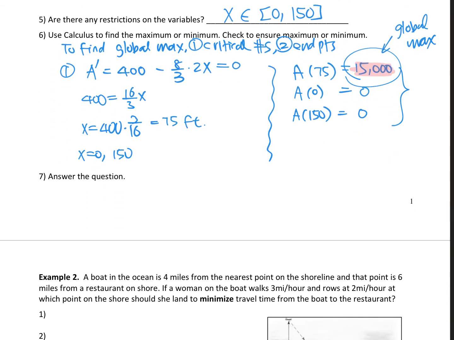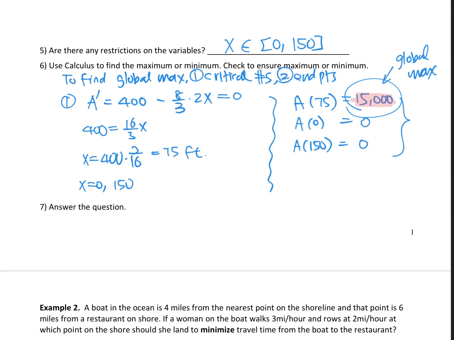To answer the question, we should build a fence like this. 75 feet here, 75 feet here, 75 feet. How about this part? That's 150, so we use 300, so divide by that too, so 150 here, 150 here. So this is how I should build the fence. It'll give you 600 feet, and it gives you the maximum area.